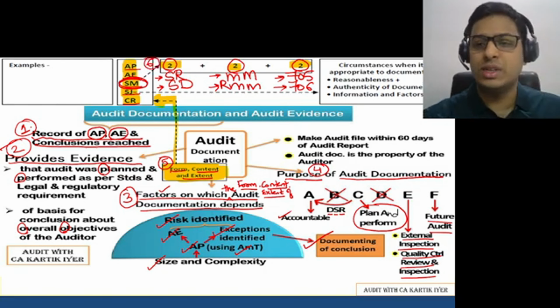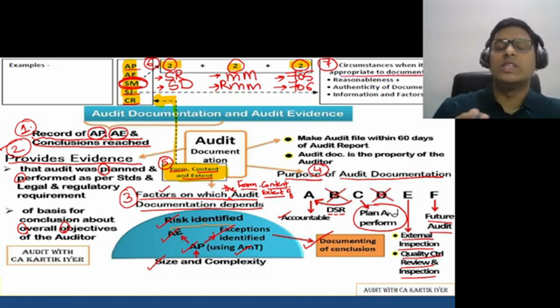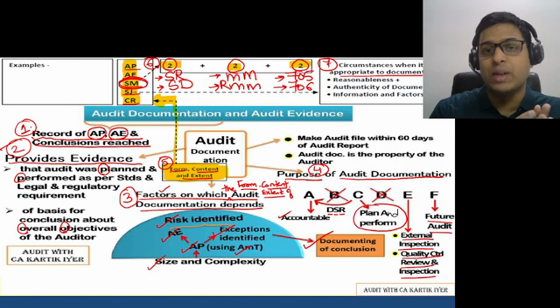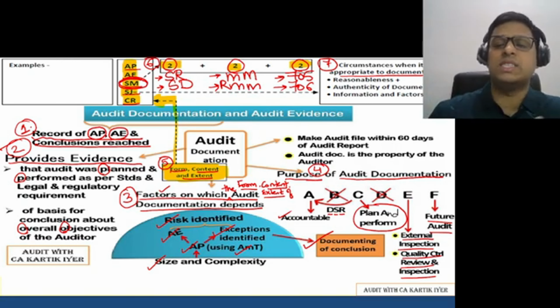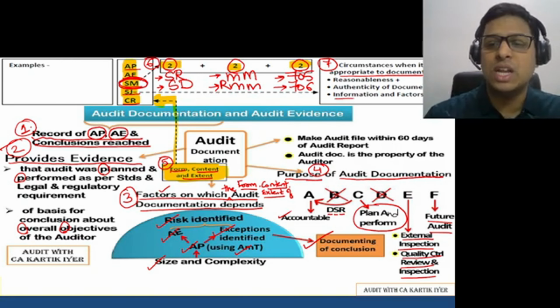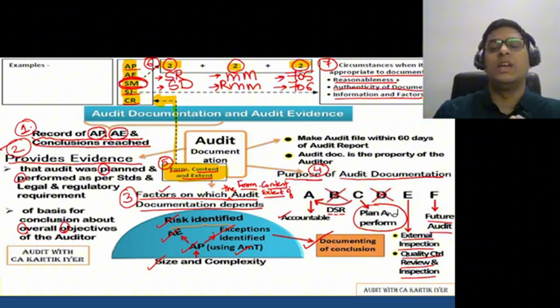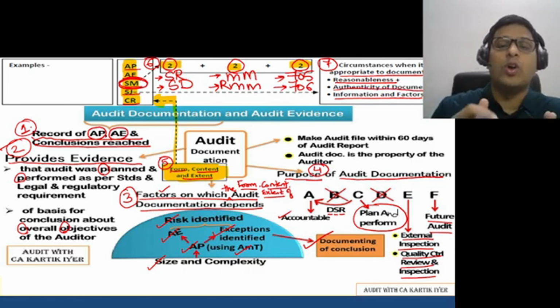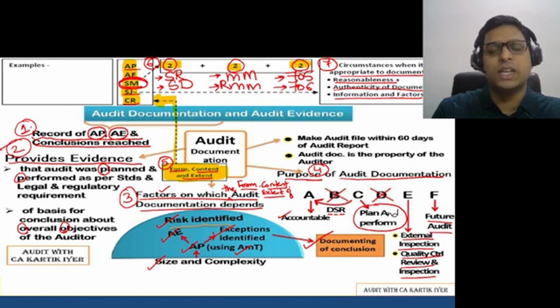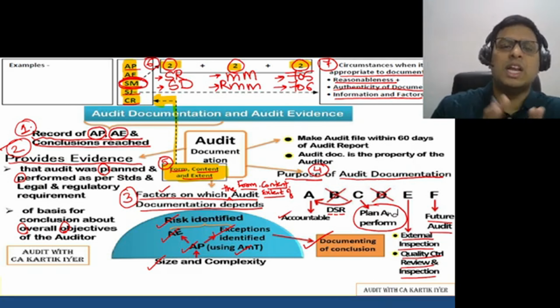Okay. Question number 7, that is circumstances when it is appropriate to document the professional judgment of the auditor. In this, I had given you a debtor's RDD example in the class, if you remember, and in that we had seen the information and the factors that we are taking into consideration, the reasonableness of our judgment, and finally the authenticity of the documents based on which we are saying that the judgment is proper. That is what the auditor will note in his audit documentation regarding the professional judgment. Simple. That is question number 7 that can come in the examination.